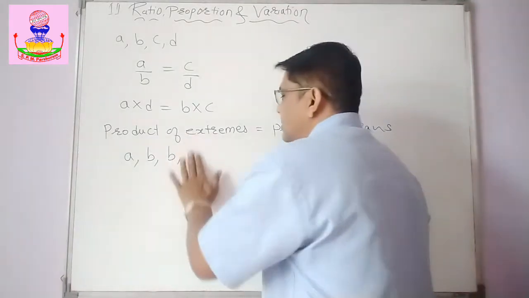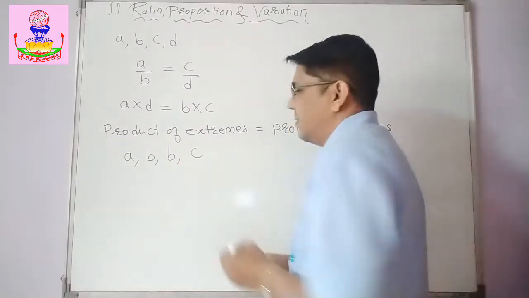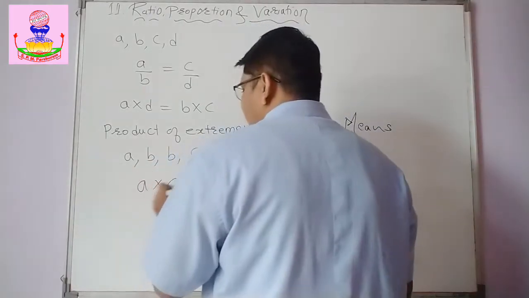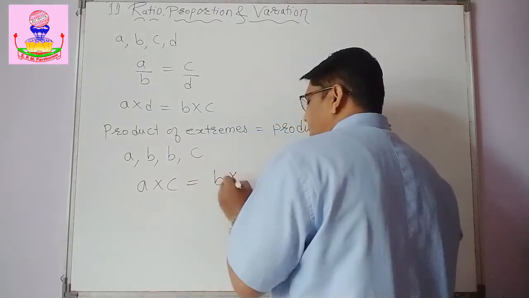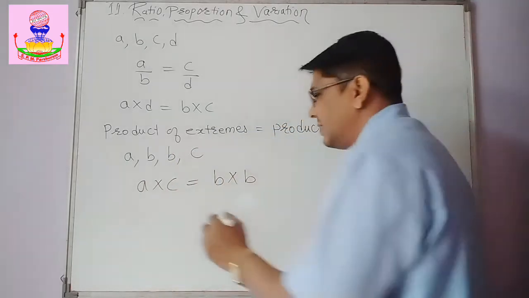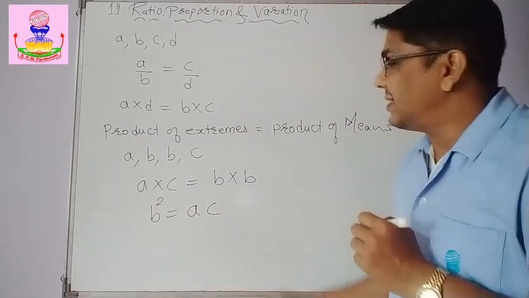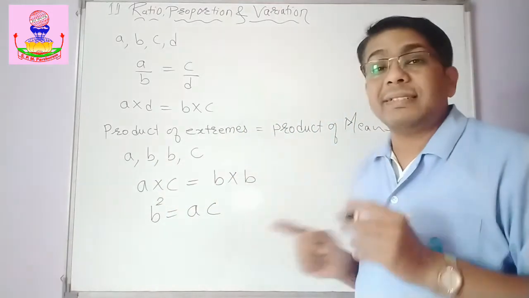Okay, and suppose instead of D, here it is C. Then what will you get? The product of extremes, A into C, and the product of means, that is B into B. So you get that B square is equal to AC. So these are three numbers which are in proportion.